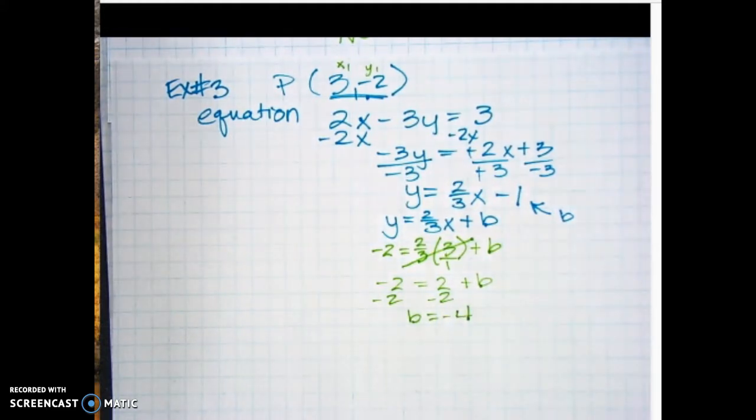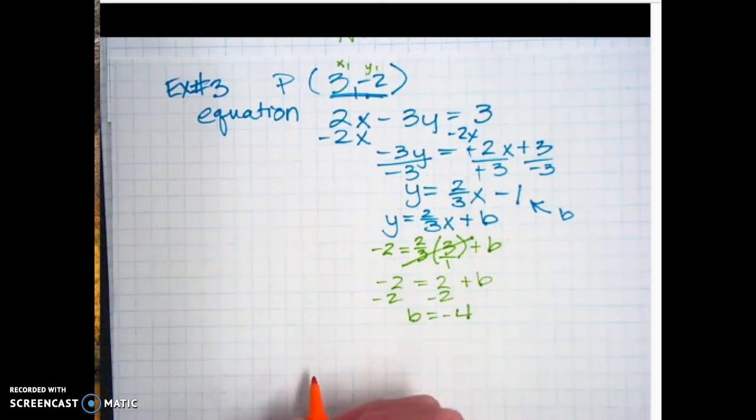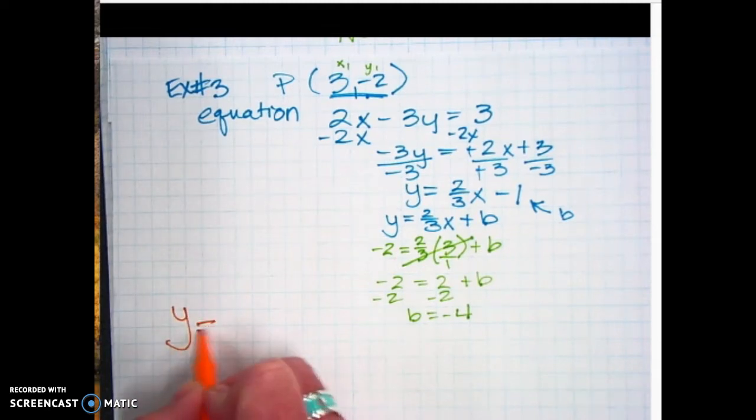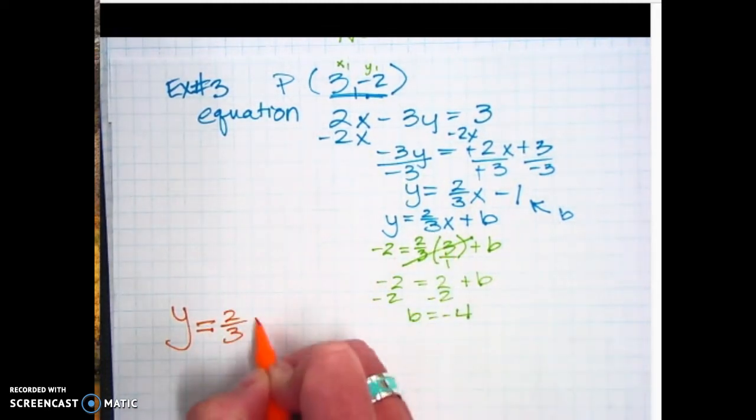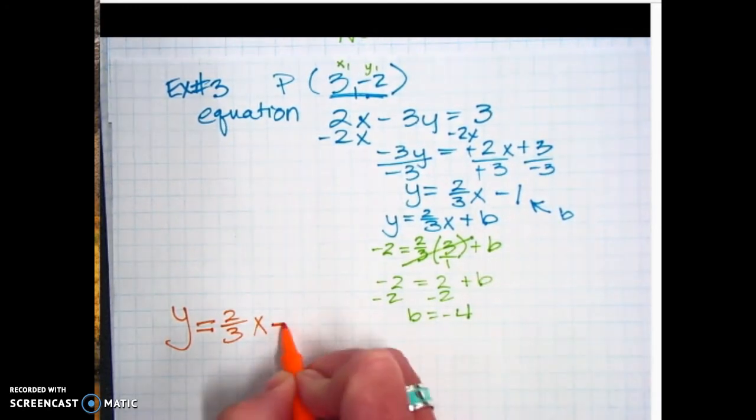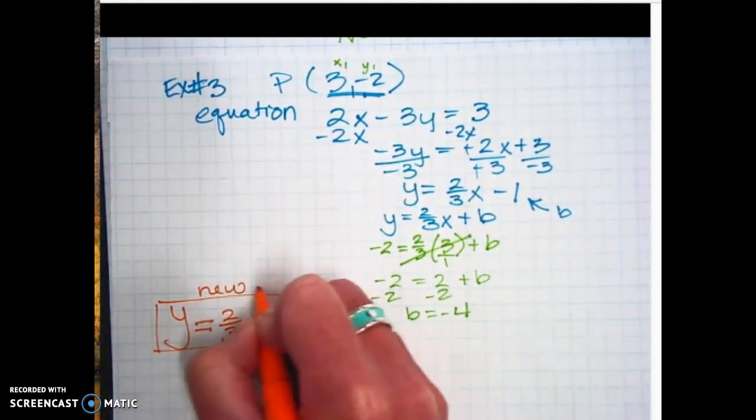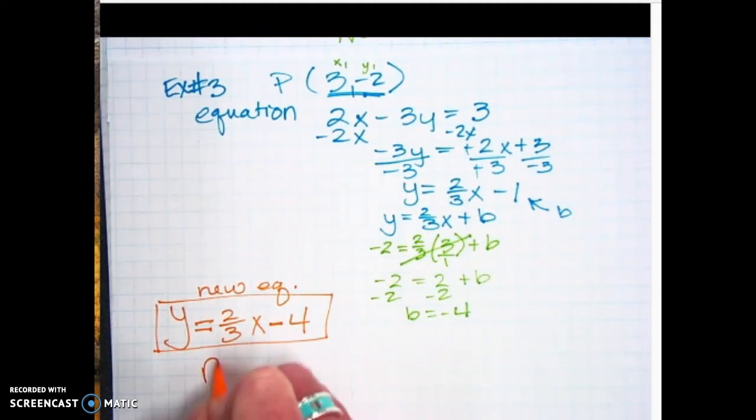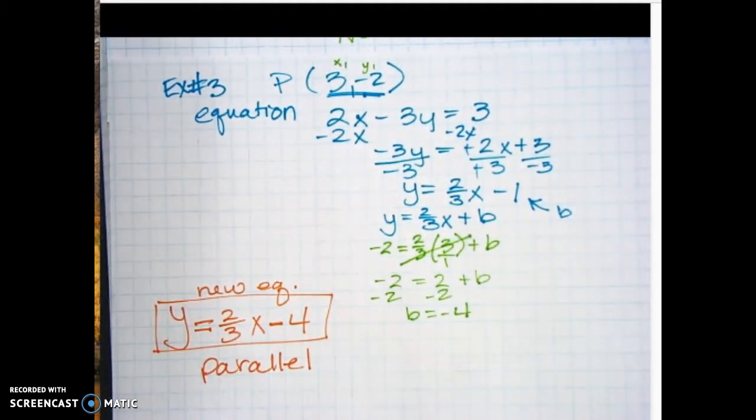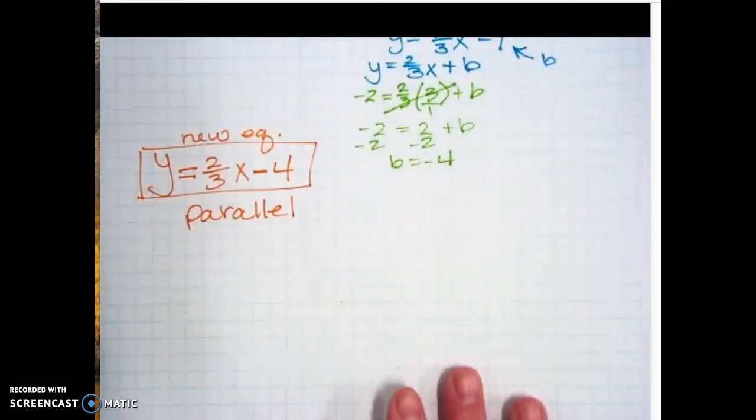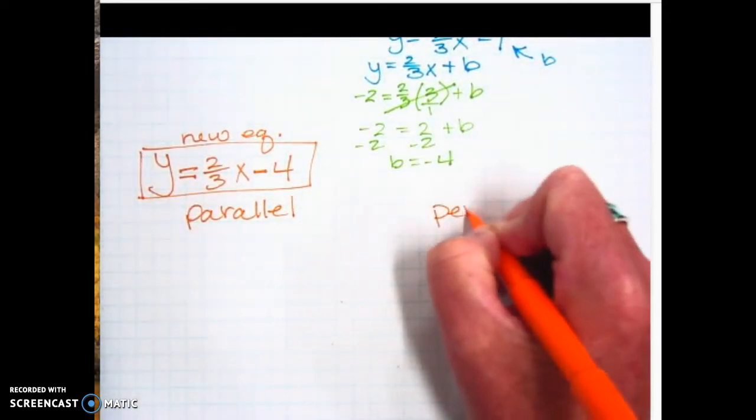Okay? If it doesn't tell you it has to go through a particular point, you don't need to do that step. But if it tells you it has to go through a particular point, then you have to do that. Okay. So now we just need to take our new equation, which is going to be y equals 2/3 x plus, this is negative, so -4. That's our new equation. And we need to find a line that's parallel to that equation, and we need to find a line that's perpendicular.